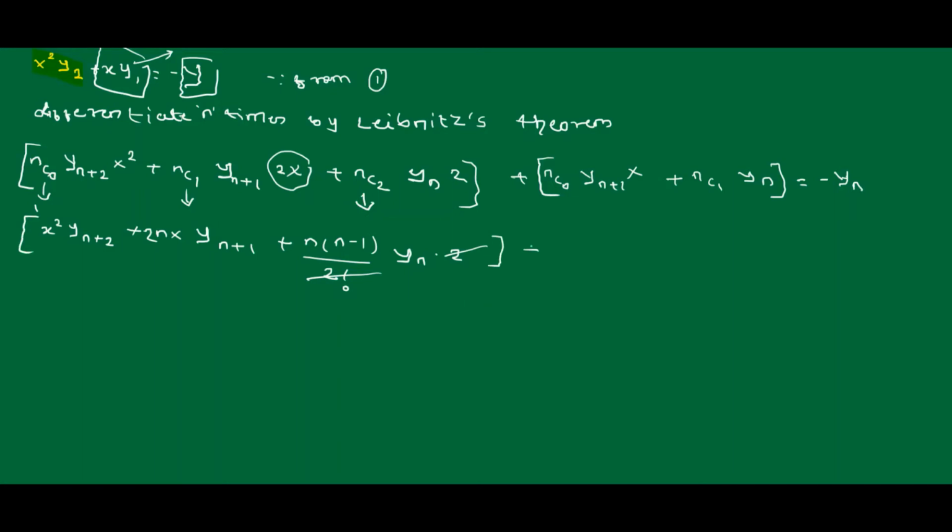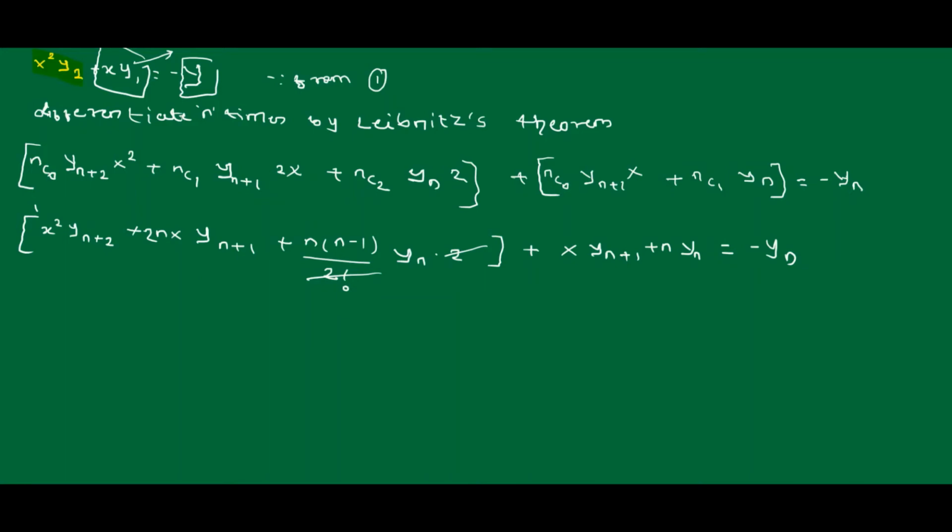Similarly in the second bracket, plus. The value of nC0 is 1, I will leave that term. The remaining term is x into y(n+1), that is x y(n+1), plus. The value of nC1 is n. The remaining term is yn, equal to minus yn.